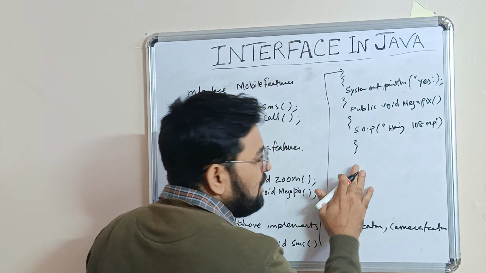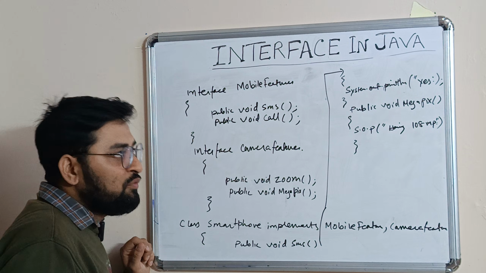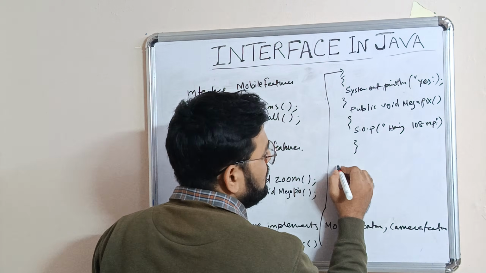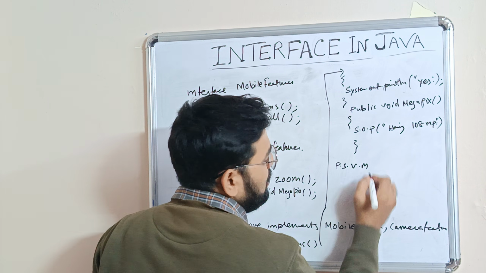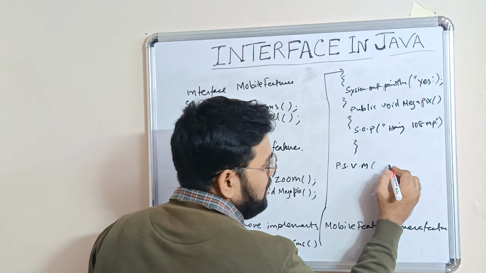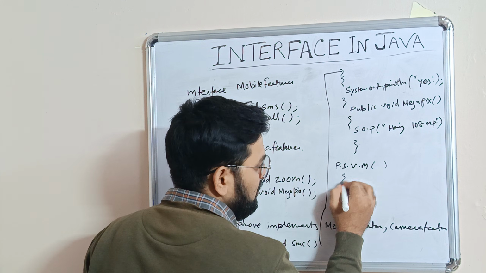Now, till here we have not created the objects. For creating an object, we have to write in the public static void main. This is the main method.